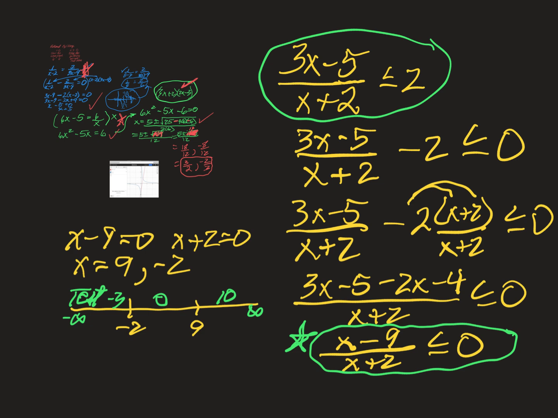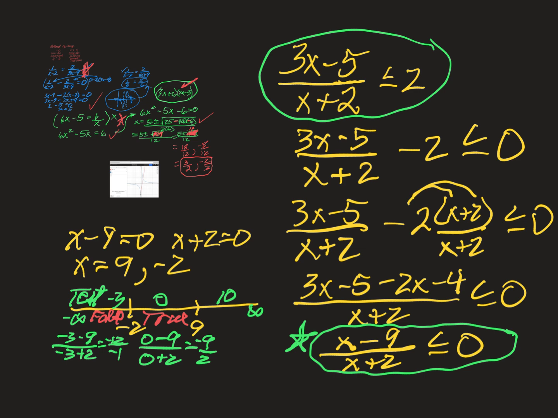So for negative 3, I do negative 3 minus 9 over negative 3 plus 2. That's equal to negative 12 over negative 1, which is a positive 12. Is positive 12 less than or equal to 0? No. So this is false. So I take the 0. 0 minus 9 over 0 plus 2 is negative 9 over 2. Is that less than 0? Yes, that is true.